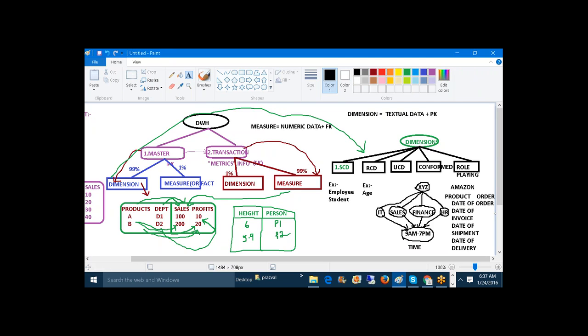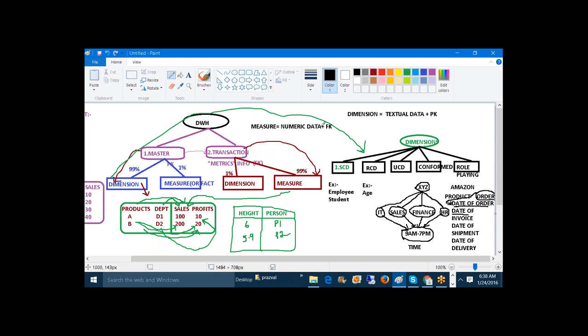So with a single measure called order, this date dimension is playing multiple roles: date of order, date of invoice, date of shipment for the order. So if one dimension is playing multiple roles with the measure or fact, then such a kind of dimension is known as a role playing dimension.